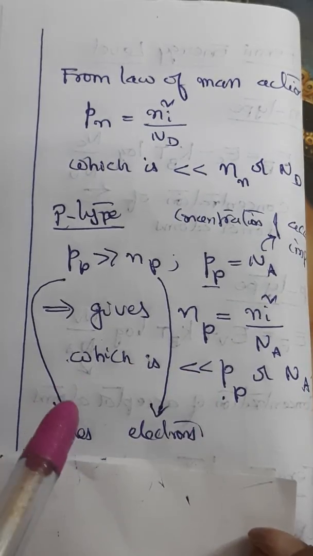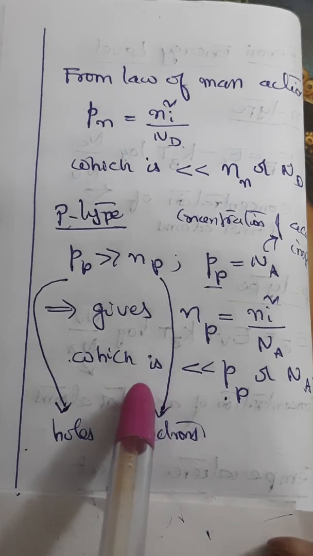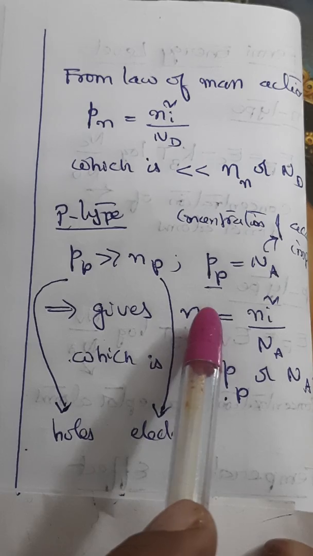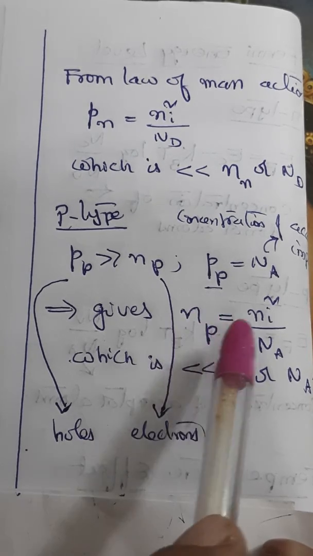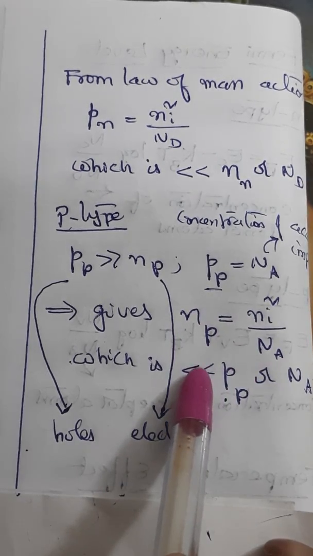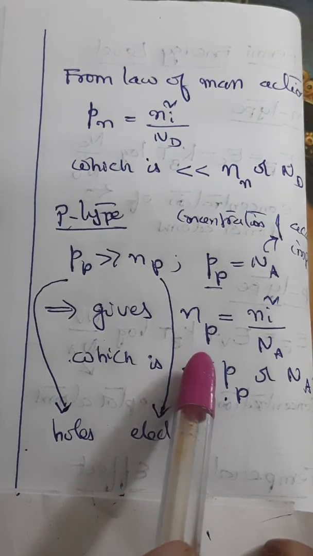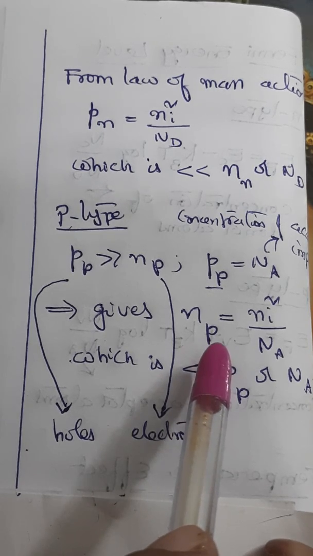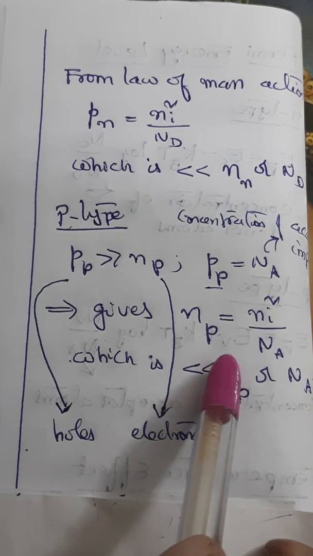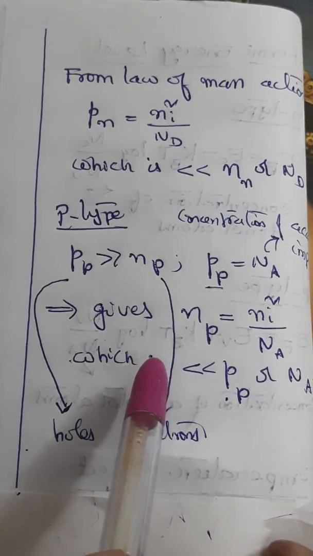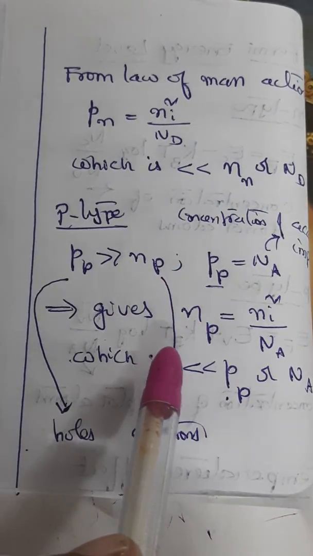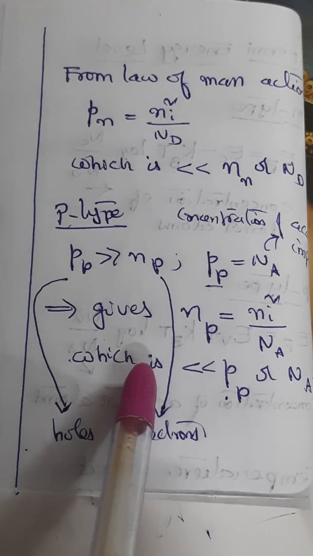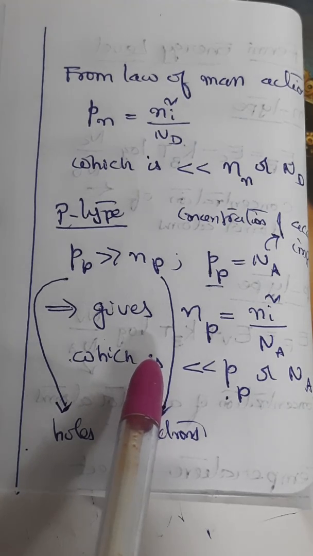Here, what is N_a? N_a is the concentration of acceptor impurities. What is p_p? p_p is the concentration of holes. What is n_p? That is the concentration of electrons in a p-type semiconductor. This is what we have to understand about charge densities in n-type and p-type semiconductors.